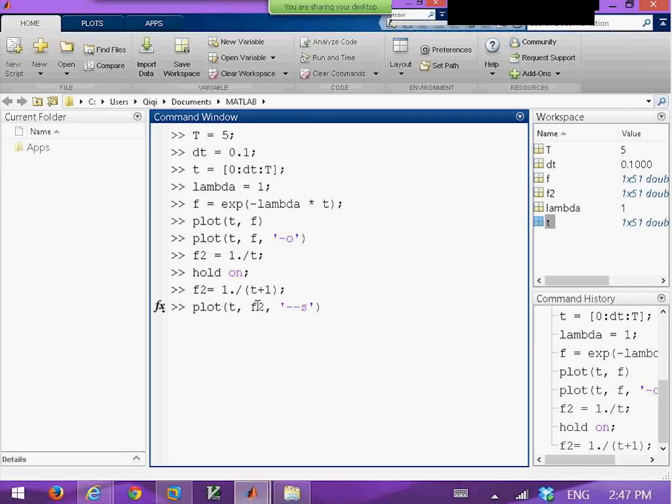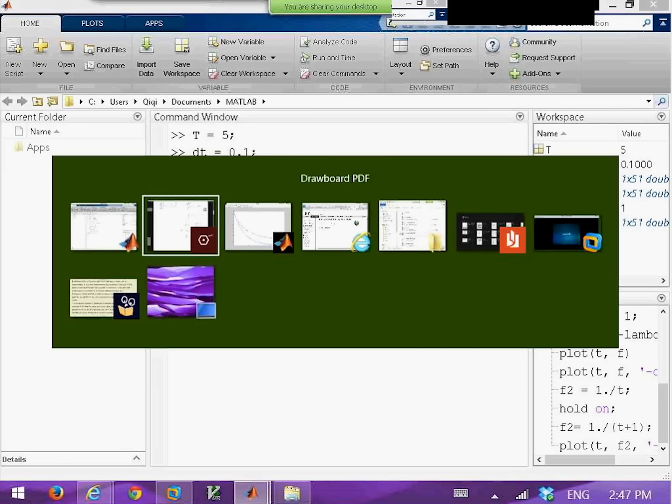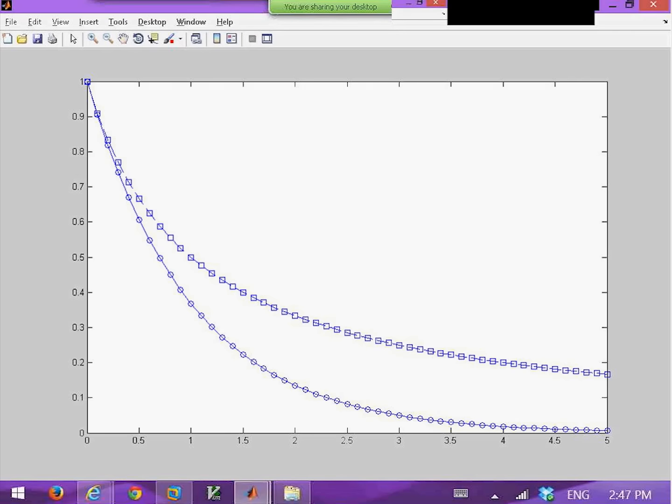Dash dash means it's a dashed line, and s means squares. So we are going to see how different these are. One function is the solution of df/dt equal to minus f. The other is df/dt equal to minus f squared, right? Okay, so here is a discretization of functions, but this is nothing new.